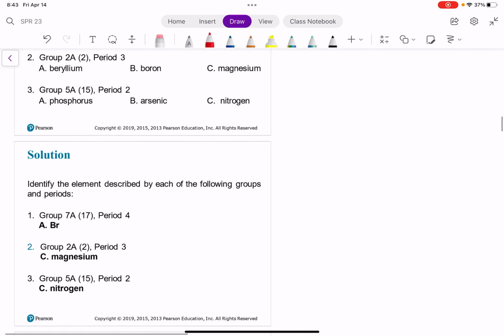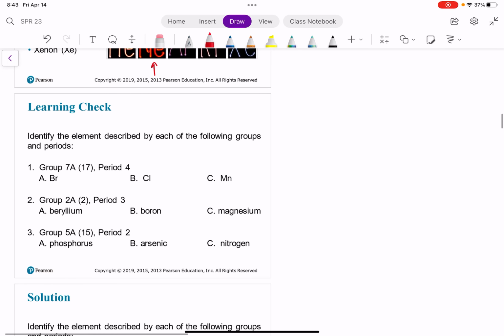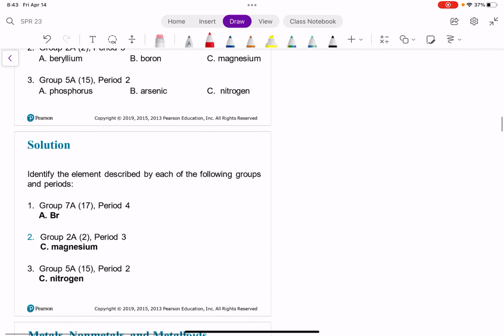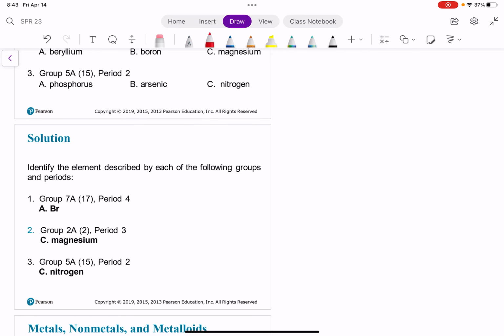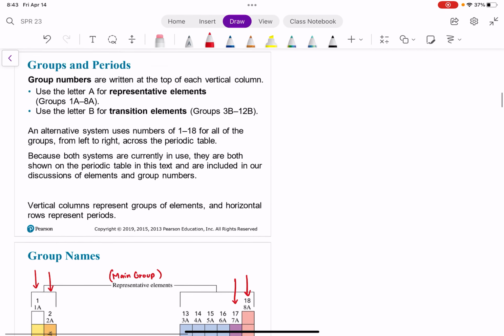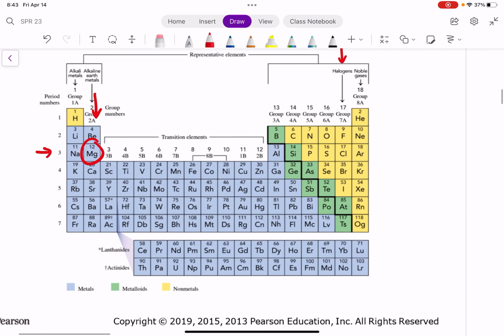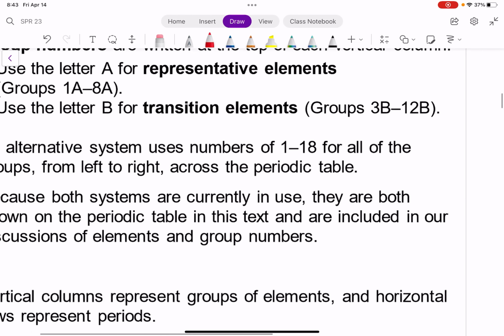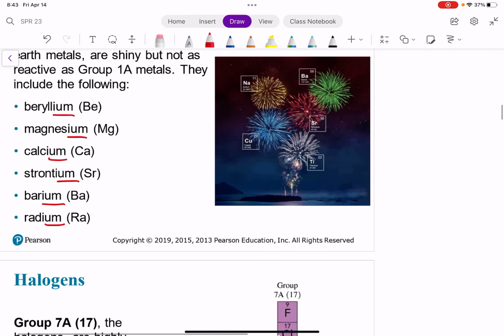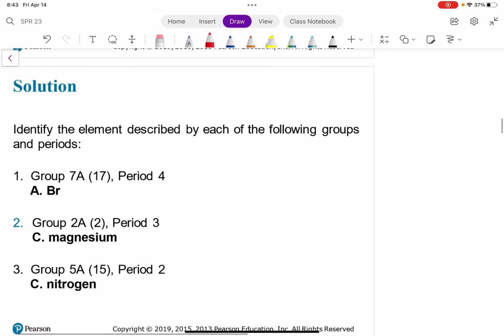All right, and then our last one was group 5A, period 2. So let's just do that real quick. 5A is right here. Period 2 is right here. So we are at nitrogen. Nitrogen.